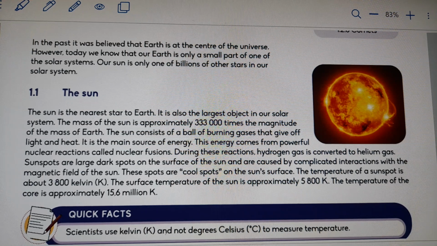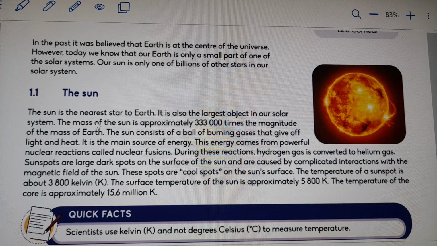Hope you're following. So they say in the past it was believed that the earth is at the center of the universe. However, today we know that our earth is only a small part of one solar system. Our sun is only one of billions of other stars. So now the Earth is not the center of the universe. It's just a part of our solar system. So let's start. We're going to start with the sun.